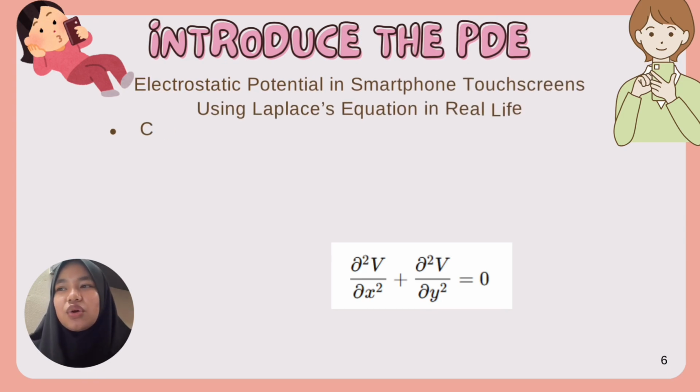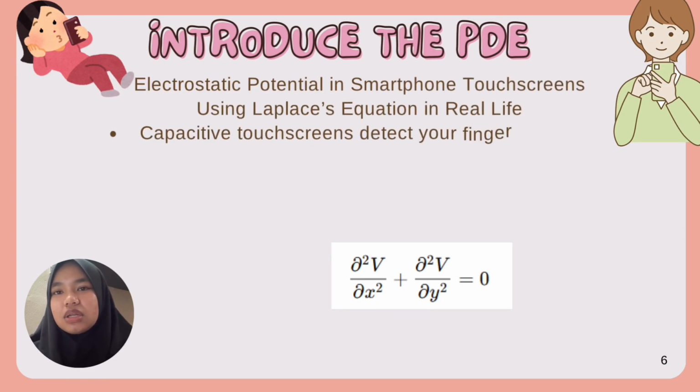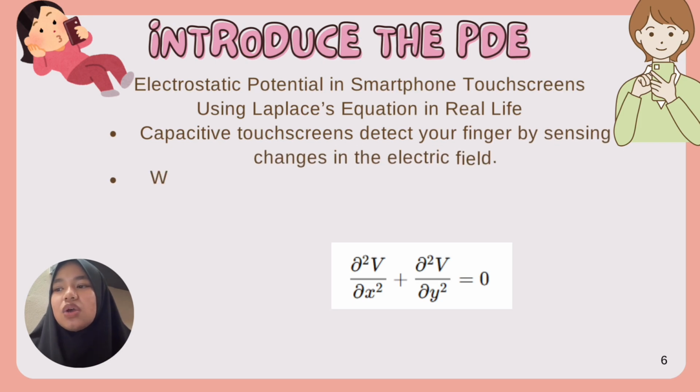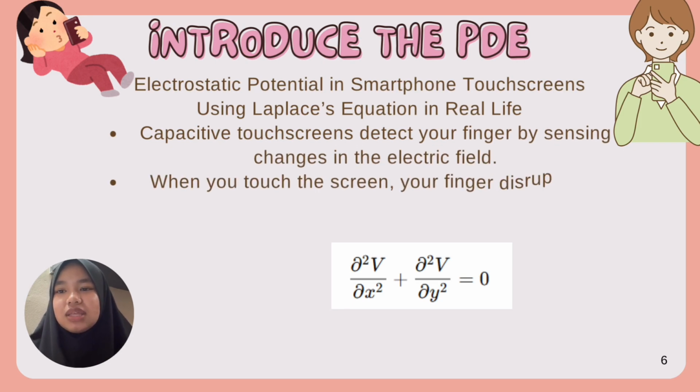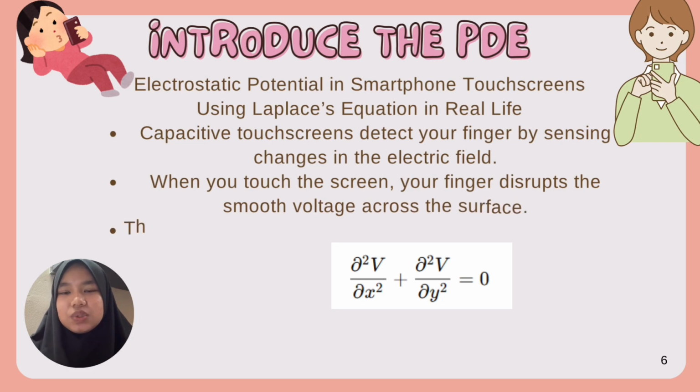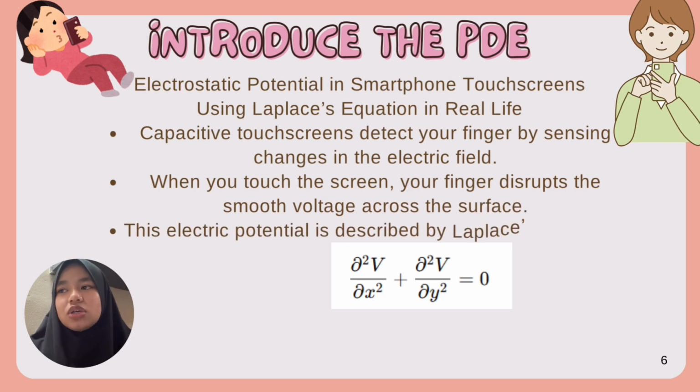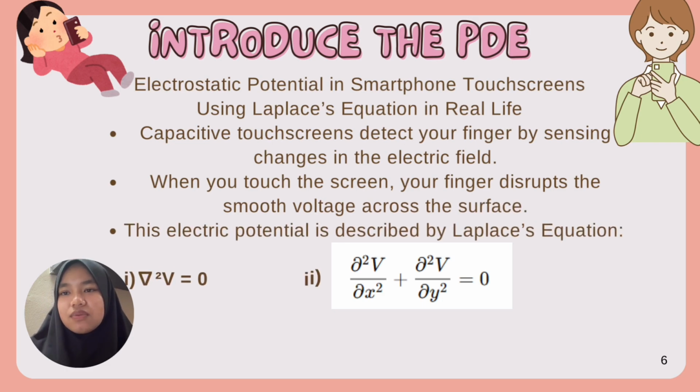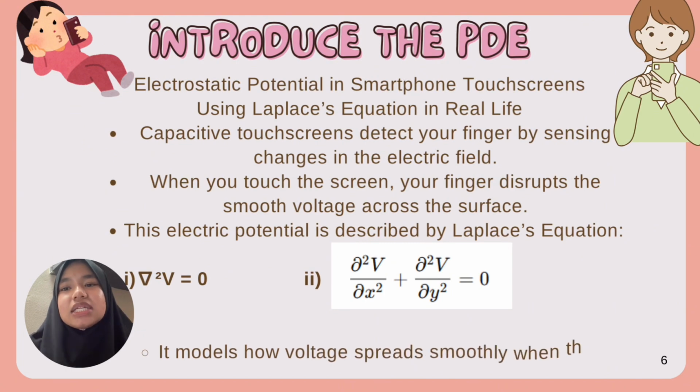I will introduce the topic that has been chosen by our group based on a real-life phenomenon involving PDEs, which is the electrostatic potential in smartphone touchscreens using the Laplace equation in real life. So have you ever wondered how our phones know exactly where we touch? Actually, that's because underneath the glass there is an invisible electric field and our finger disturbs it by touching it. So capacitive touchscreens detect our finger by sensing the changes in the electric field. Whenever you touch the screen, our finger will disrupt the smooth voltage across the surface.